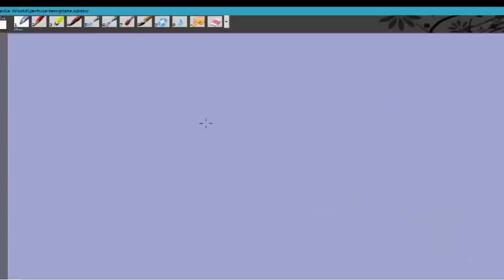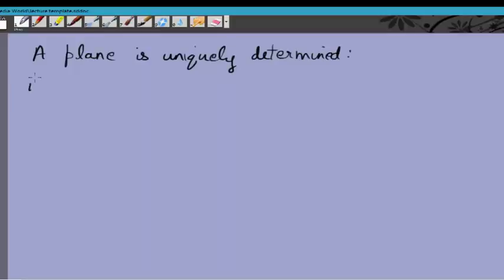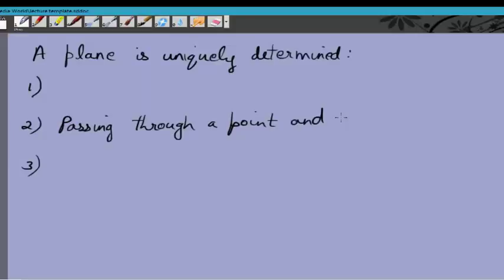So in detail, we'll look at the 3 ways in which a plane is uniquely determined. The first one we'll do first, that's the most general way, but I'll just write all 3 first. The second one would be passing through a point. A plane is uniquely determined if it passes through a point and is perpendicular to a given direction.